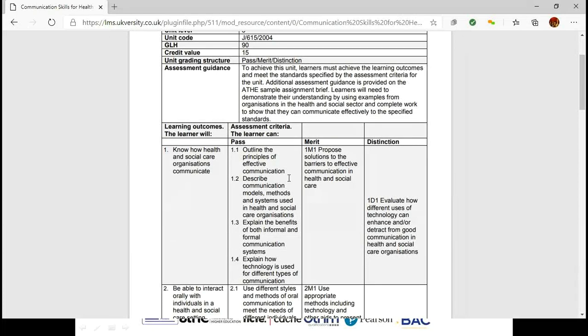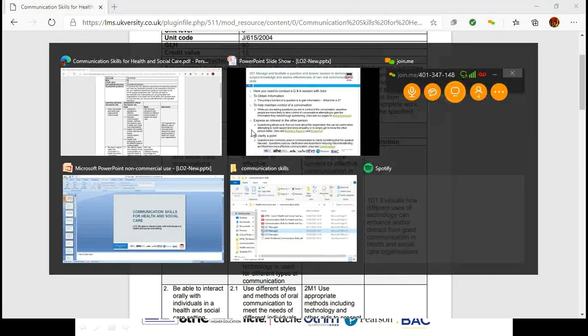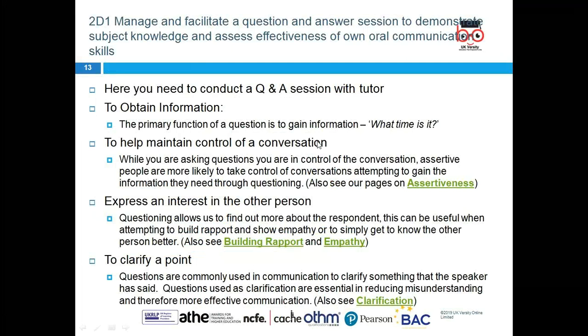So you're going to be outlining the principles of effective communication, and then another section where you're talking about the models of communication, and then you'll explain the benefits and explain how the technology is used. What you will do for 2D1 is you will actually come in session and present that to the class. So instead of me teaching, for example, Ben, you'll make a presentation of the PowerPoint that you've made, and at the end you'll say, has anybody got any questions? And then we will ask you questions.